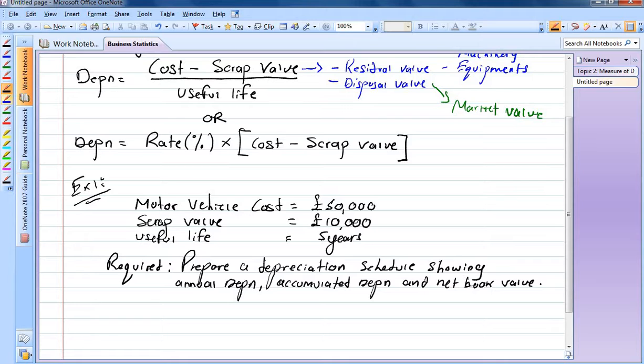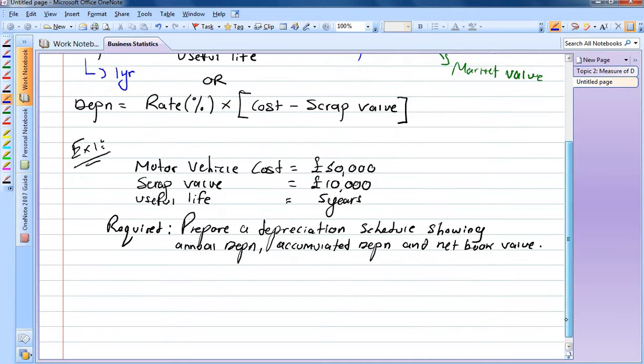Okay, now here's the idea, guys. When you want to calculate depreciation, remember you will get depreciation for 1 year. Okay, that's the idea here. Now let's start. Working number 1. Before we prepare the depreciation schedule, we need to calculate the depreciation for the motor vehicle in this question. So the first working will be finding the depreciation value, which is cost minus scrap value divided by useful life.